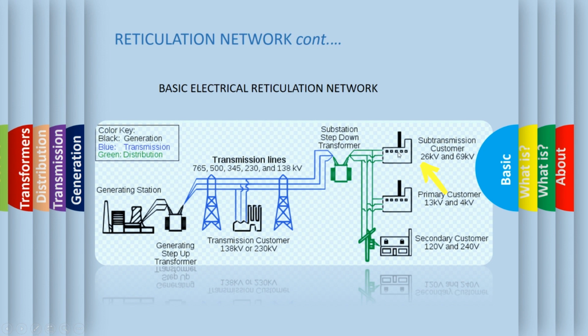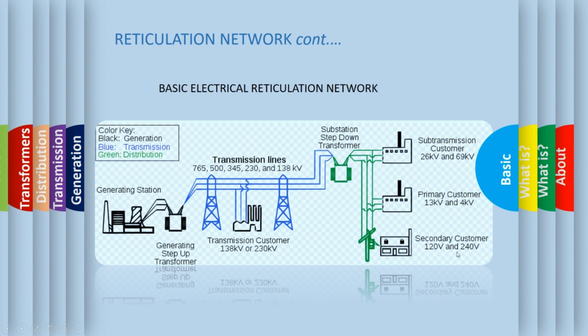After that, it will then be taken down to another substation where it is then stepped down to a value which is required by consumers. As you see, the secondary customer is the one that receives the required amount of voltage, between 120 volts and 240 volts.